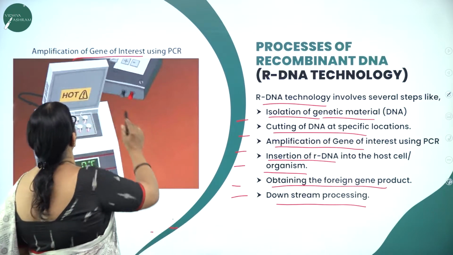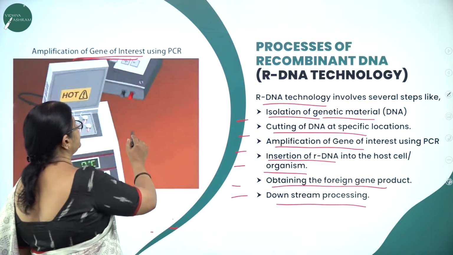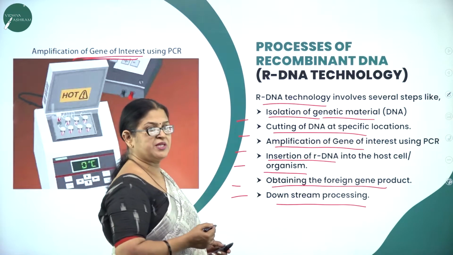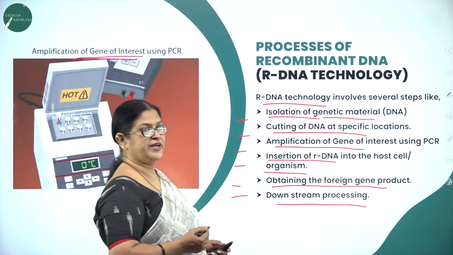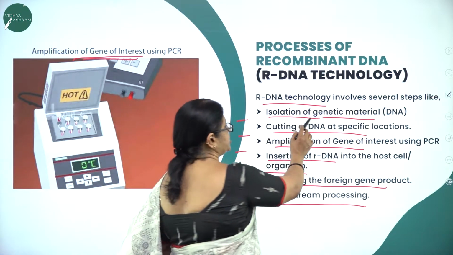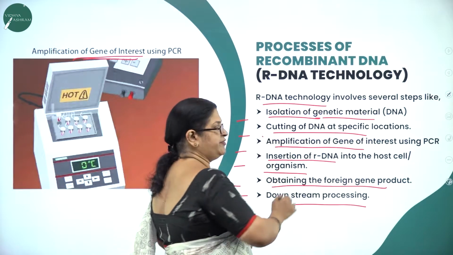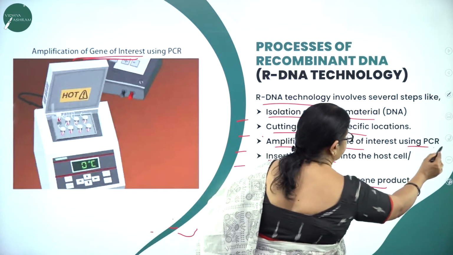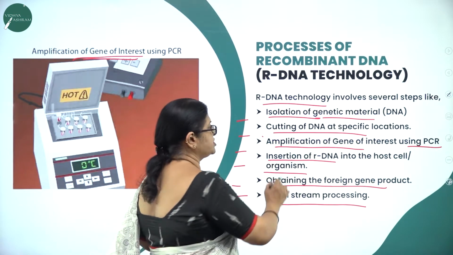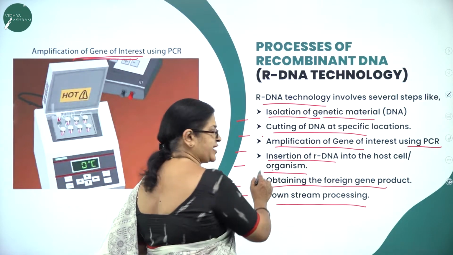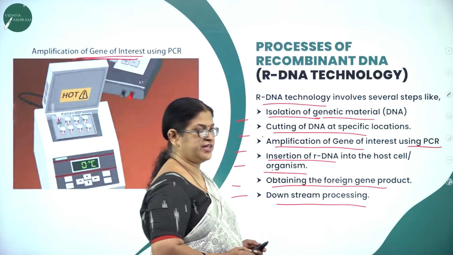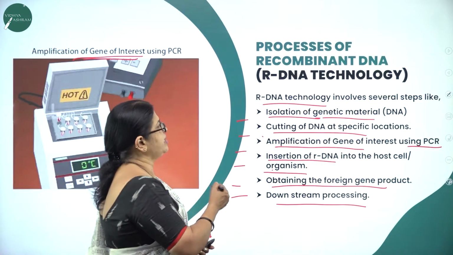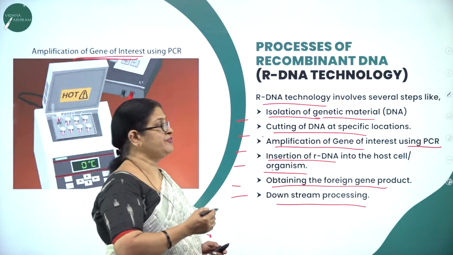Here you can see the amplification of the gene of interest using PCR, that is polymerase chain reaction. What are the steps involved in recombinant DNA technology? First is isolation of genetic material, then cutting of DNA at specific locations, amplification of the gene of interest using PCR, then insertion of rDNA into the host cell or organism, then obtaining the foreign gene product, and the last but one is called downstream processing. Now let us study one by one. What are the steps? So what is the first step?